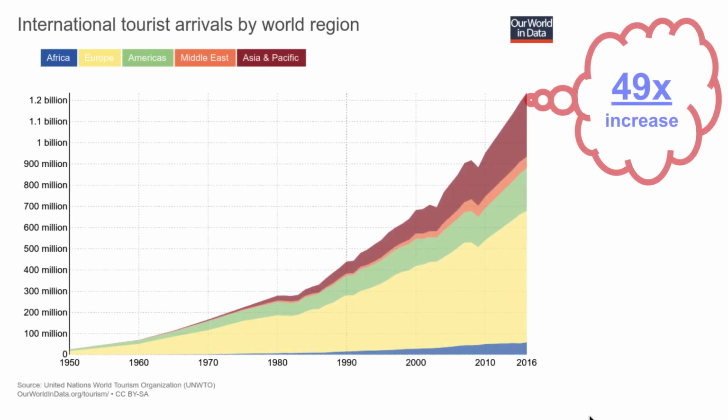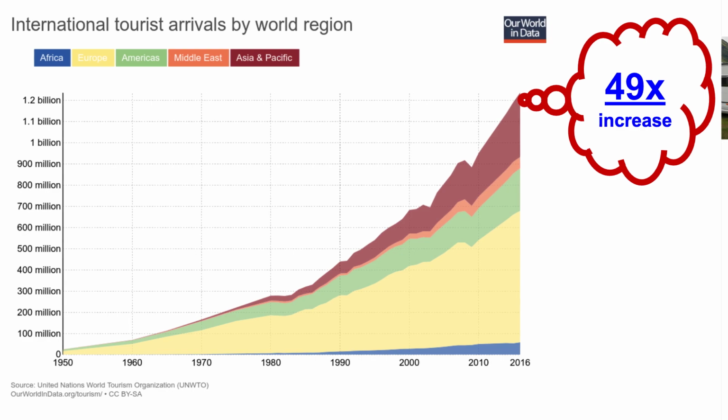Looking at this graph, we can see that the increase in the number of tourism arrivals is so surprising, with a 49 times increase in terms of tourist arrivals, comparing it to the initial stage of tourism in 1950.